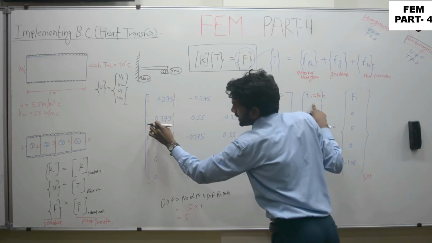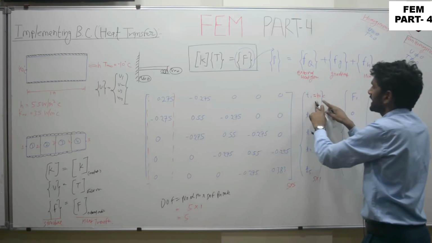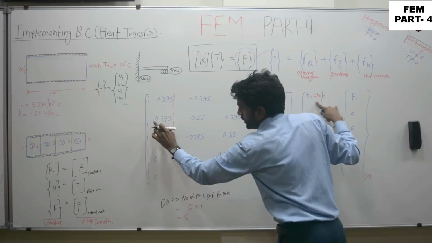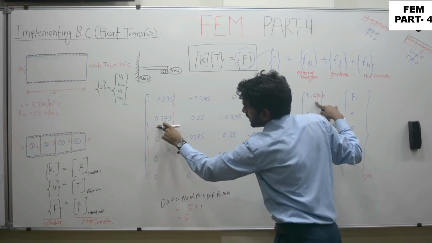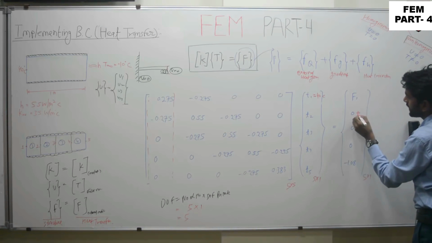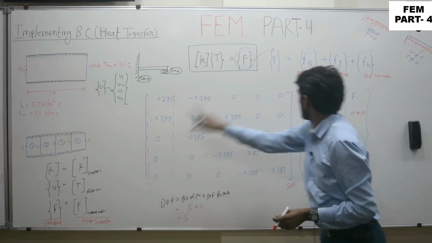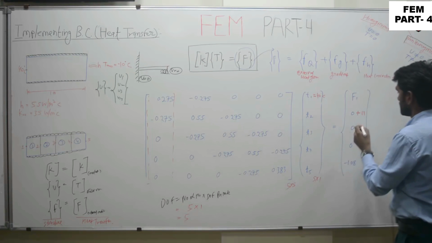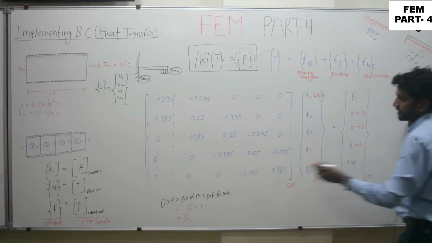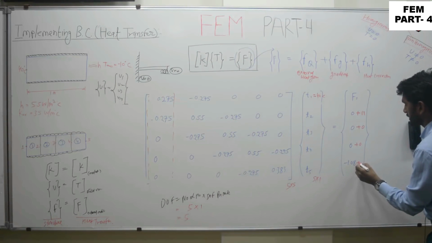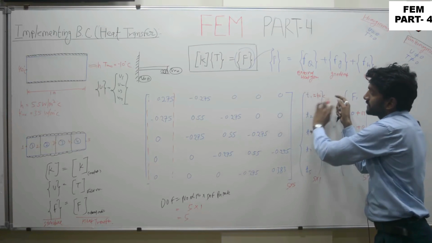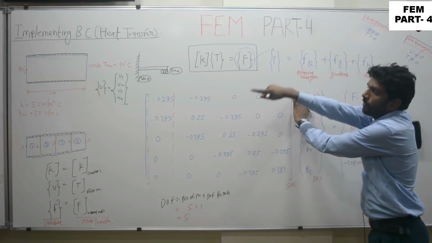Then the second row: minus 0.75 into 40 would come around 11, then minus 11, because this is a minus sign. So once you have minus 11, you need to transport it to the right hand side, so minus 11 is going to come as plus 11. Then the third, 0 into 40, no effect, then 0 into 40, no effect, then 0 into 40, no effect.